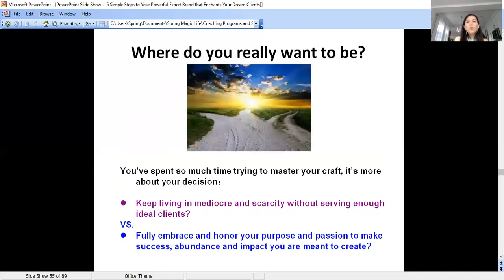So where do you really want to be? I want to know you. You have spent so much time trying to master your craft. It's more about your decision. Would you keep living in mediocrity and scarcity without serving enough ideal clients, like a best kept secret of your market? Or do you really fully want to embrace and honor your purpose and passion to make the success, abundance, and impact you are meant to create?